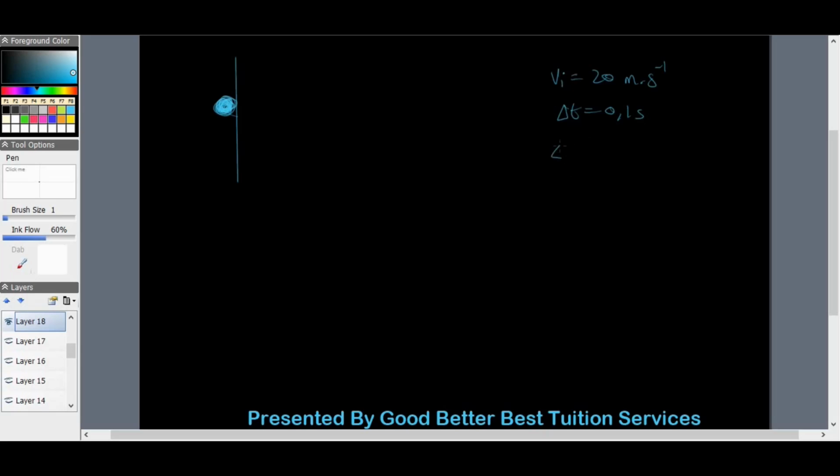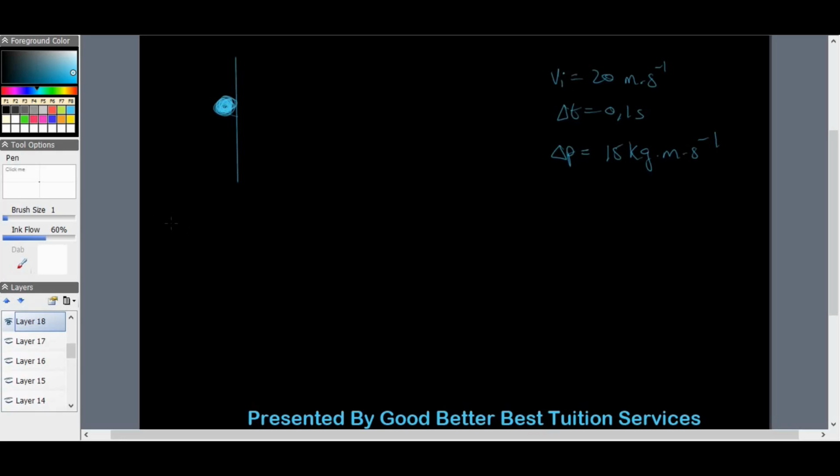Now they give us the change in momentum: 15 kilograms meters per second. They say that the momentum changes by 15 kg·m/s. Ignore the effects of gravity and air resistance. Take the initial velocity as positive. The first question is the magnitude and direction of the impulse that the wall exerts on the ball.